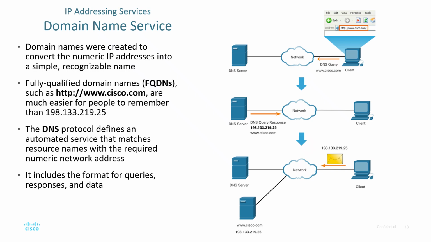Now, DNS, domain name service. Domain names were created to convert the numeric IP addresses into a simple recognizable name. Fully qualified domain names, FQDNs, such as http://www.cisco.com are much easier for people to remember than knowing that cisco.com is 198.133.219.25, let alone Cisco being so large, having multiple different IP addresses.